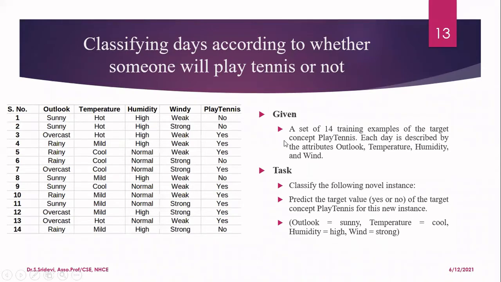And our task here is again the same thing. A new example will be given to you. It's given as: when outlook is equal to sunny, temperature is equal to cool, humidity is equal to high, wind is equal to strong. This is a new example given to me. It is a testing example. I have to predict whether a person will play tennis on that particular day or not. So you have to predict your target class.